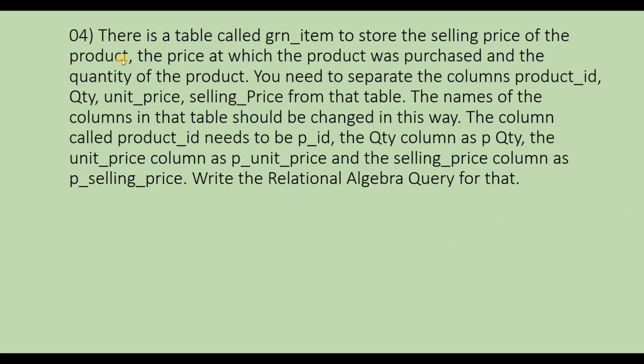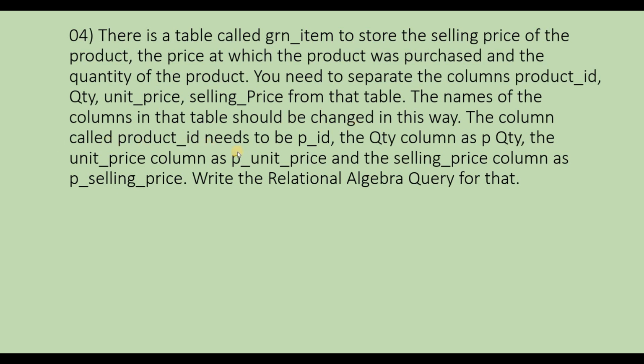In the fourth question, there's a table called GRN item to store the selling price of the product, the price at which the product was purchased, and the quantity of the product. You need to separate the columns product ID, quantity, unit price, and selling price from that table. The names of the columns in that table should be changed in this way.